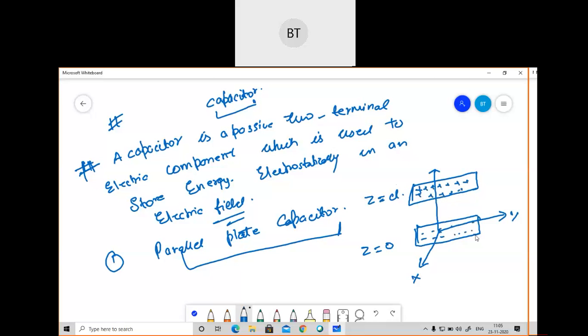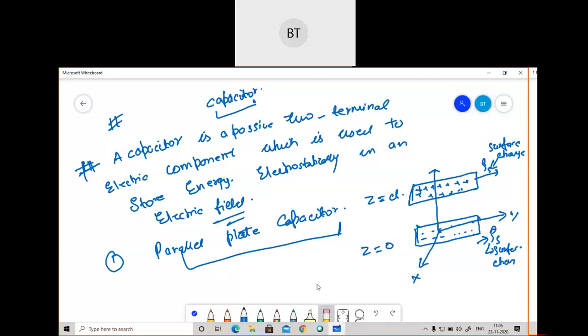And this is rho s. Basically this is the surface charge. This is our surface charge, which I am denoting by rho s. So rho s is our surface charge.